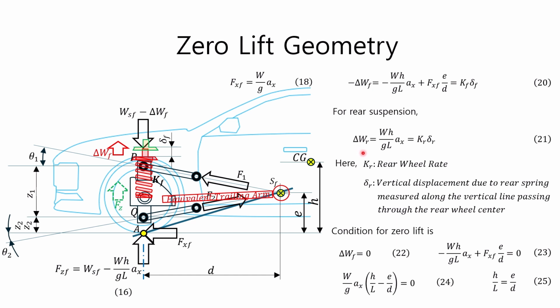In equation 21, KR represents the rear wheel rate, and delta R represents the rear vertical displacement due to rear spring measured along the vertical line passing through the rear wheel center.